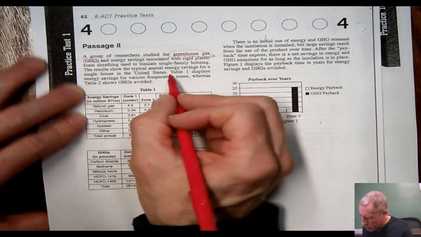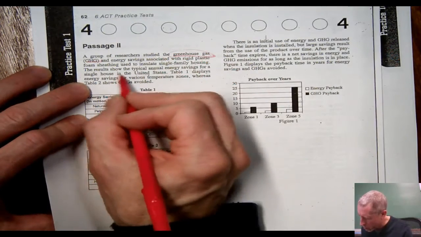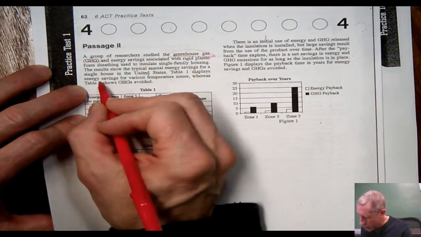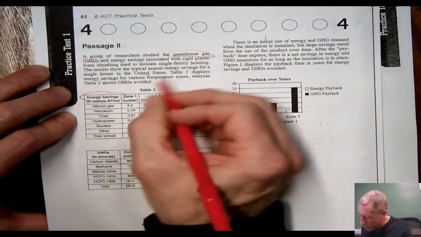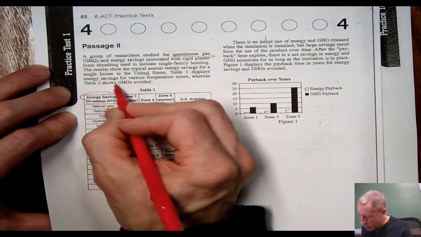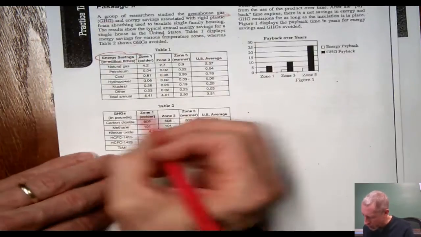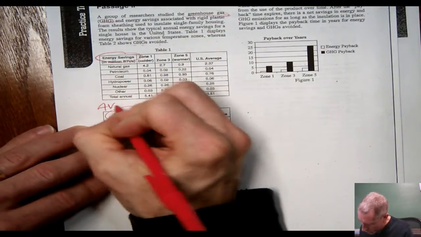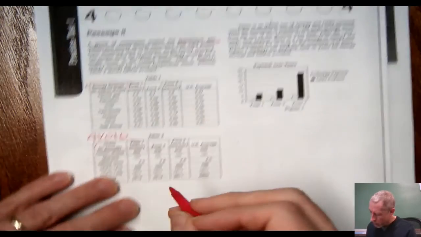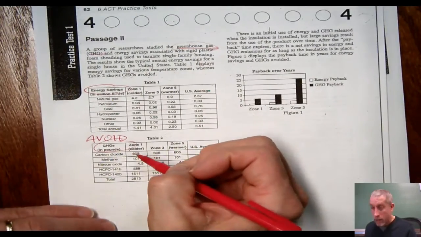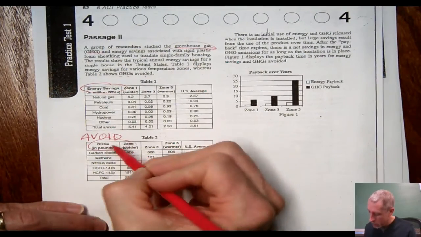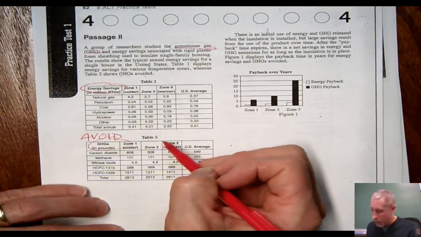And I do want to find out what's in each of these tables. So Table 1 displays energy savings, so that's energy savings, and Table 2 shows GHGs avoided. So we want to avoid greenhouse gases, so I want to avoid that. So it seems like the higher the better if you avoid this, and energy savings also the higher the better.